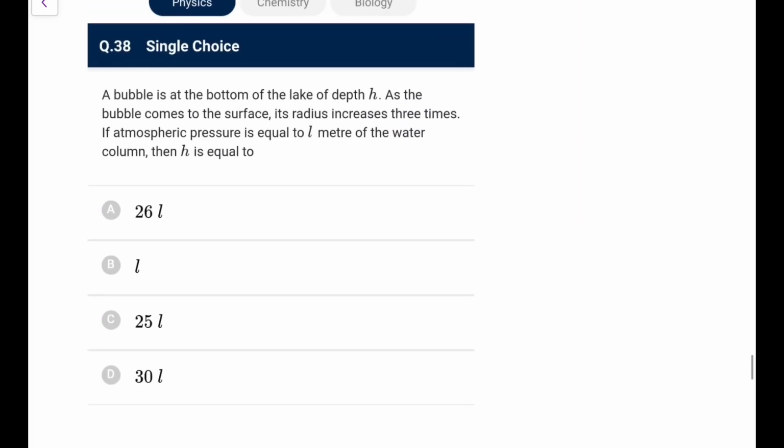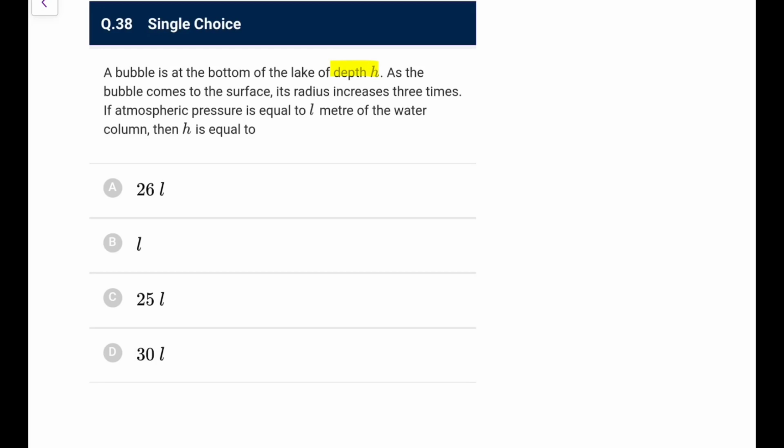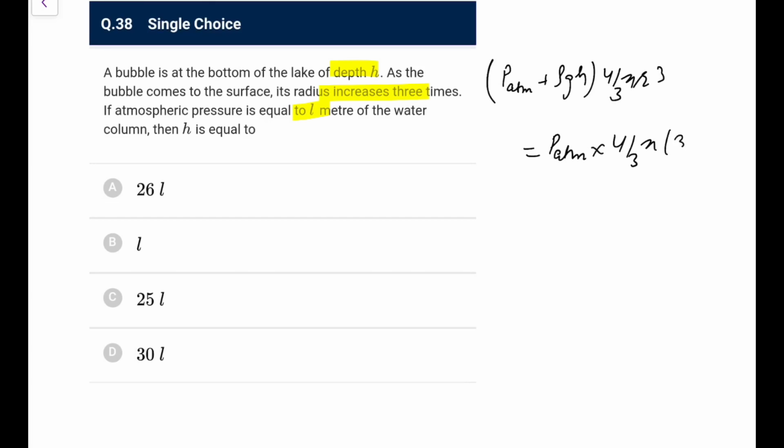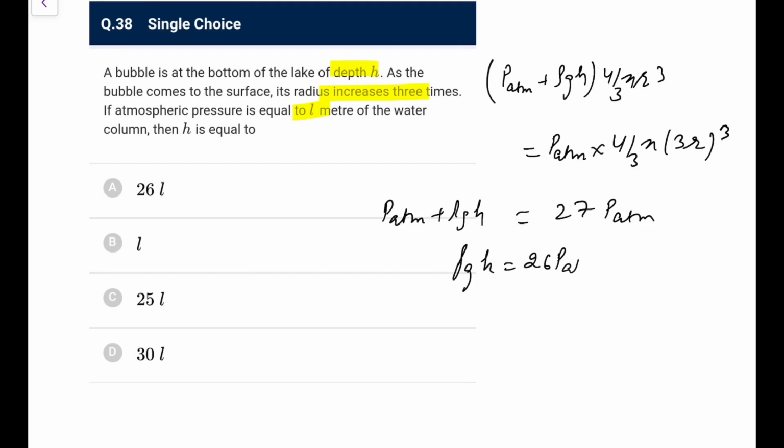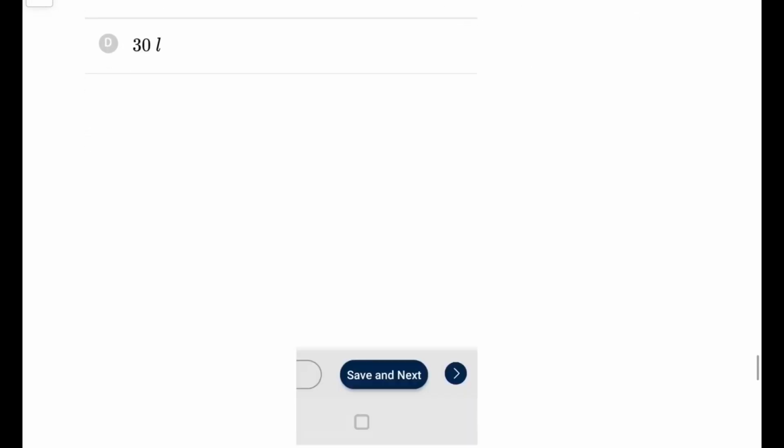Next one. Bubble is at the bottom of the lake of the depth H. As that bubble comes to the surface, its radius increases 3 times because the pressure is reducing, volume increases. If atmospheric pressure is L meter of the water, then H is. So we will take it as isothermal. So initially at the bottom the pressure would be P ATM plus rho GH into 4 by 3 pi r cube. Now what it becomes is P ATM into 4 by 3 pi 3r whole cube. So it becomes 27 times P ATM is P ATM plus rho GH. So rho GH comes out as 26 times P ATM, that is 26 times that length. Go for that option.